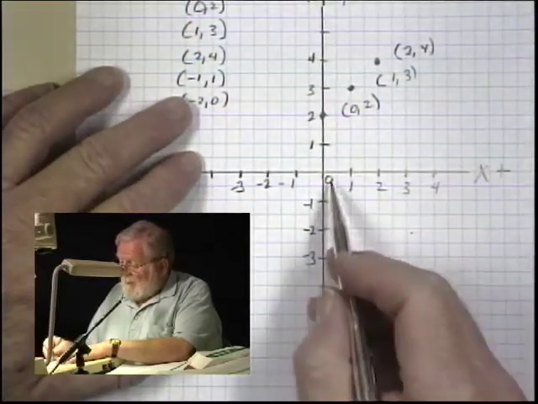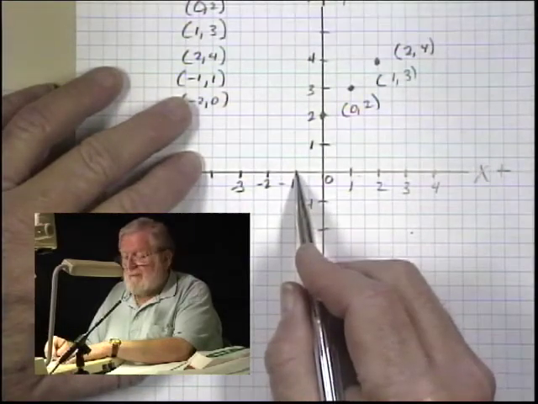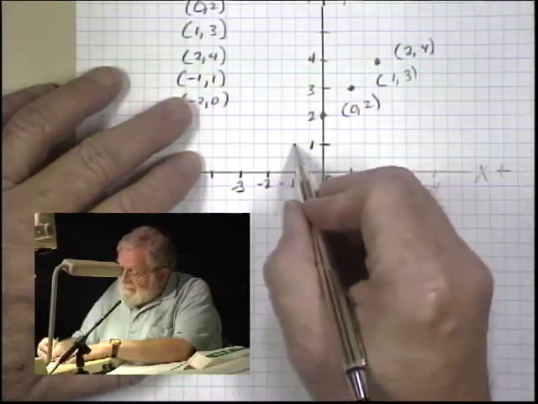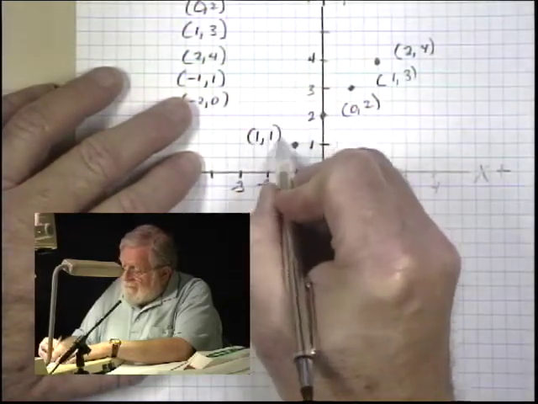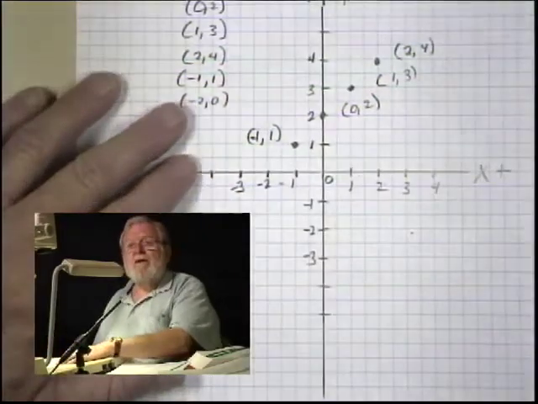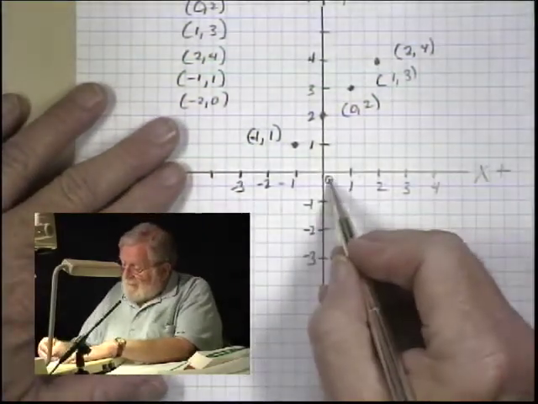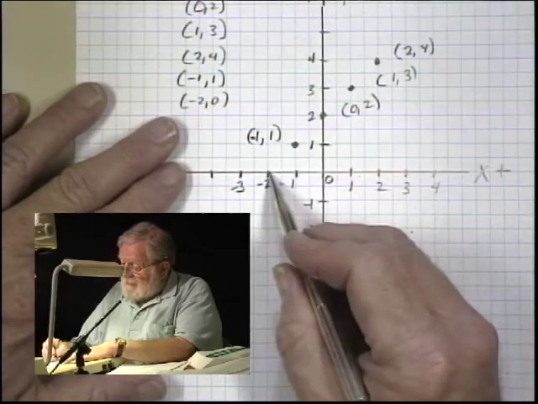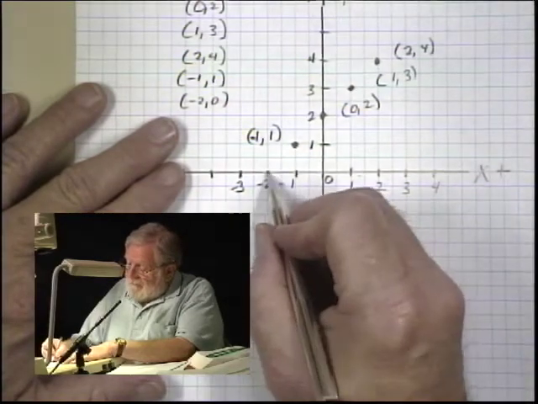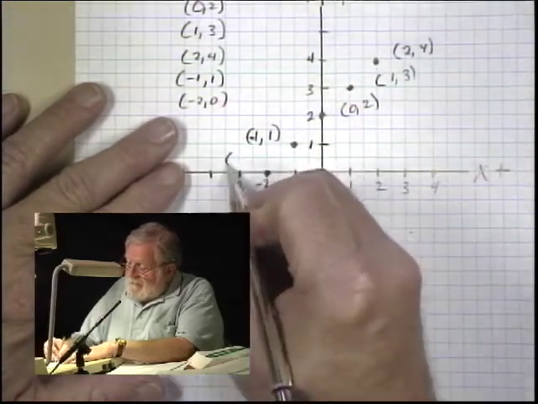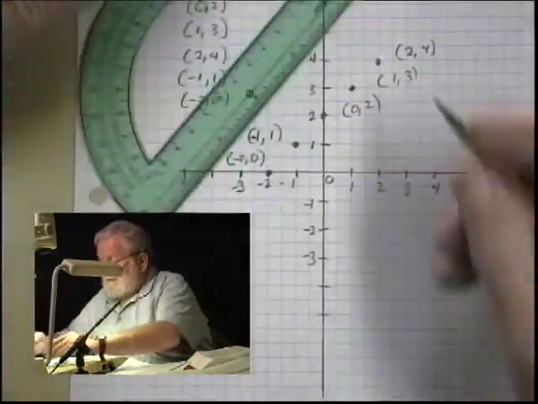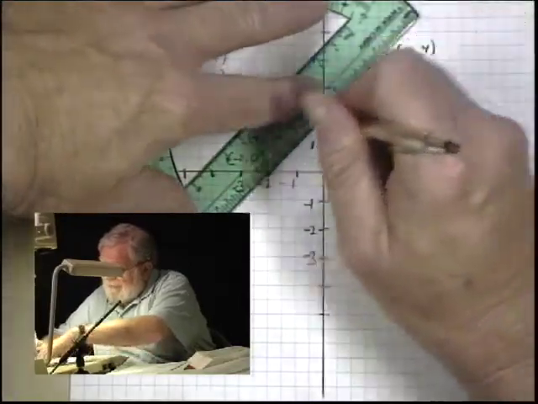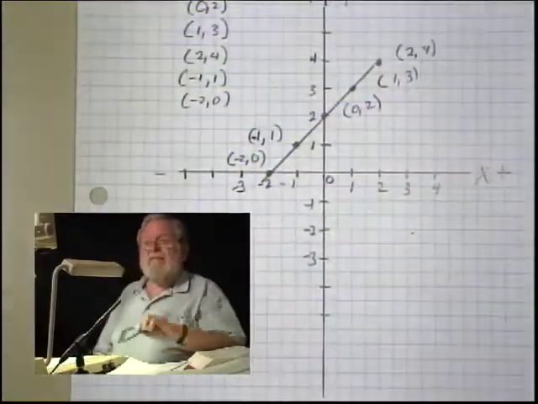Now I have a minus 1 on the x, which would be over here. And my y was a positive 1, which would be up here. So this is minus 1, 1. And the next point was x equals a minus 2, and y equals 0, which is here. So this is a minus 2 and 0. And then we connected these lines. And when we did that, we got a straight line.